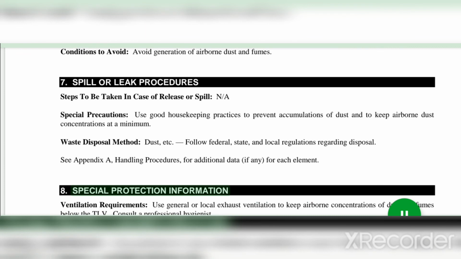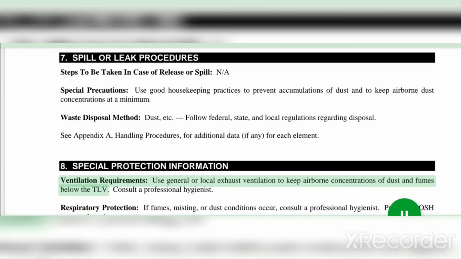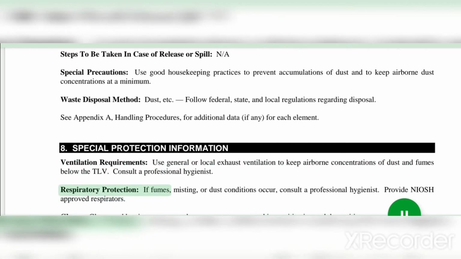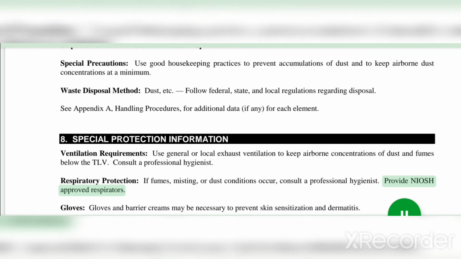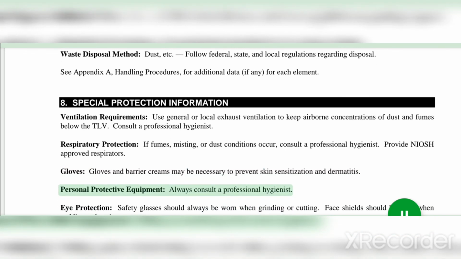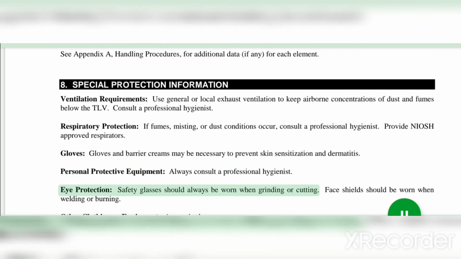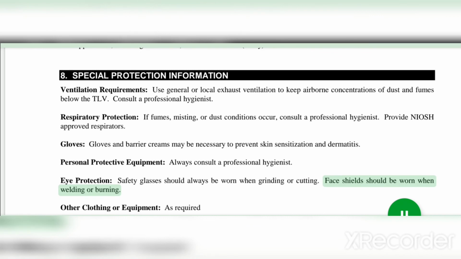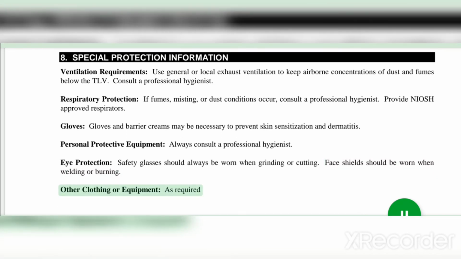8. Special protection information. Ventilation requirements: use general or local exhaust ventilation to keep airborne concentrations of dust and fumes below the TLV. Consult a professional hygienist. Respiratory protection: if fumes, misting, or dust conditions occur, consult a professional hygienist. Provide NIOSH-approved respirators. Gloves and barrier creams may be necessary to prevent skin sensitization and dermatitis. Personal protective equipment: always consult a professional hygienist. Eye protection: safety glasses should always be worn when grinding or cutting. Face shields should be worn when welding or burning. Other clothing or equipment as required.